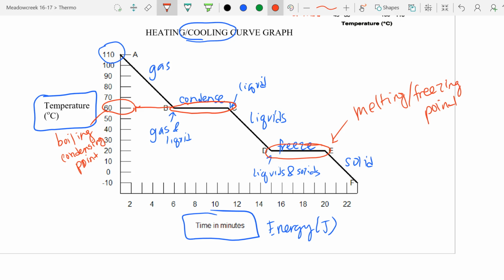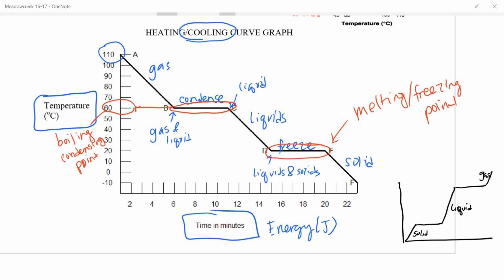Okay, so you may be wondering, if this is a cooling curve, what does a heating curve look like? And a heating curve looks very, very similar. But instead of going down, we start at the bottom and it heats up. And it looks kind of like this, where we start off as a solid, go to liquid, and become a gas. So gases are always at the top, solids at the bottom, liquids in the middle, and their appropriate phase changes in between.